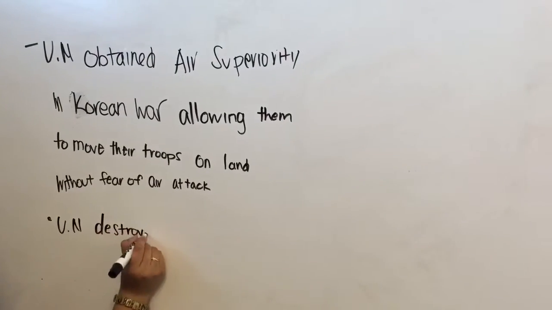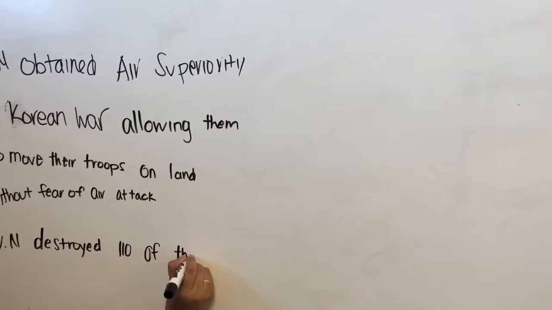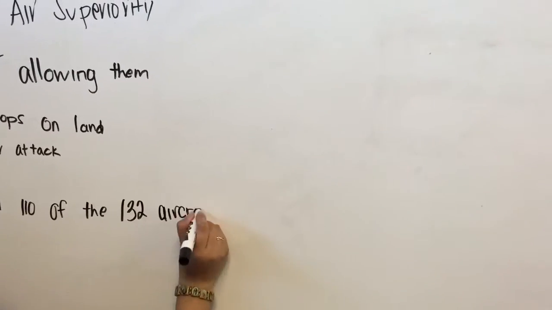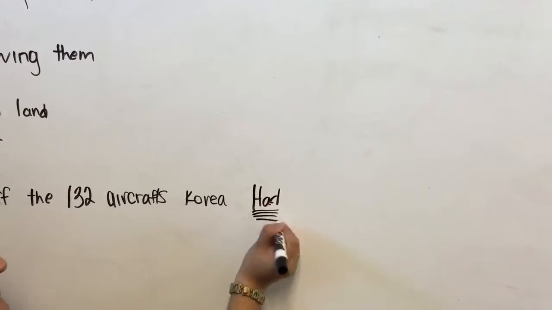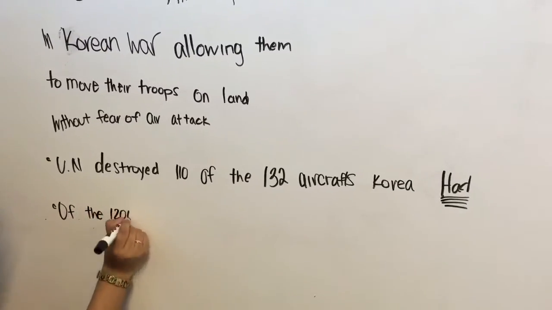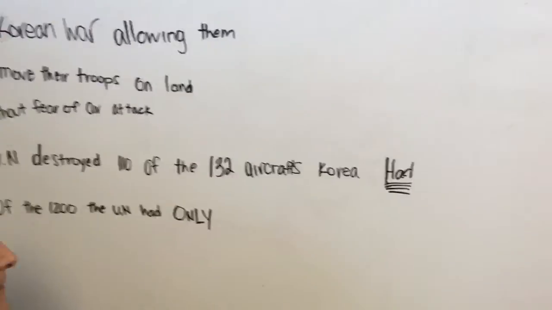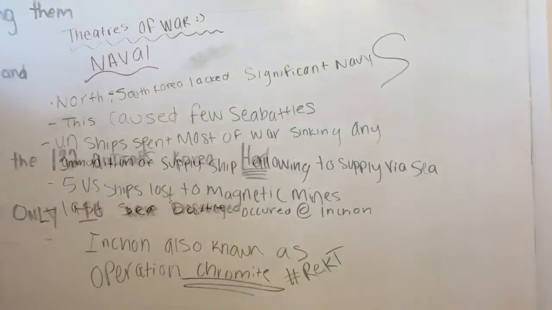They obtained air superiority in the Korean War, allowing them to move their troops on land without fear of air attacks. The United Nations destroyed 110 of the 132 aircraft Korea had. Of the 1,200 the UN had, only 10 were destroyed.